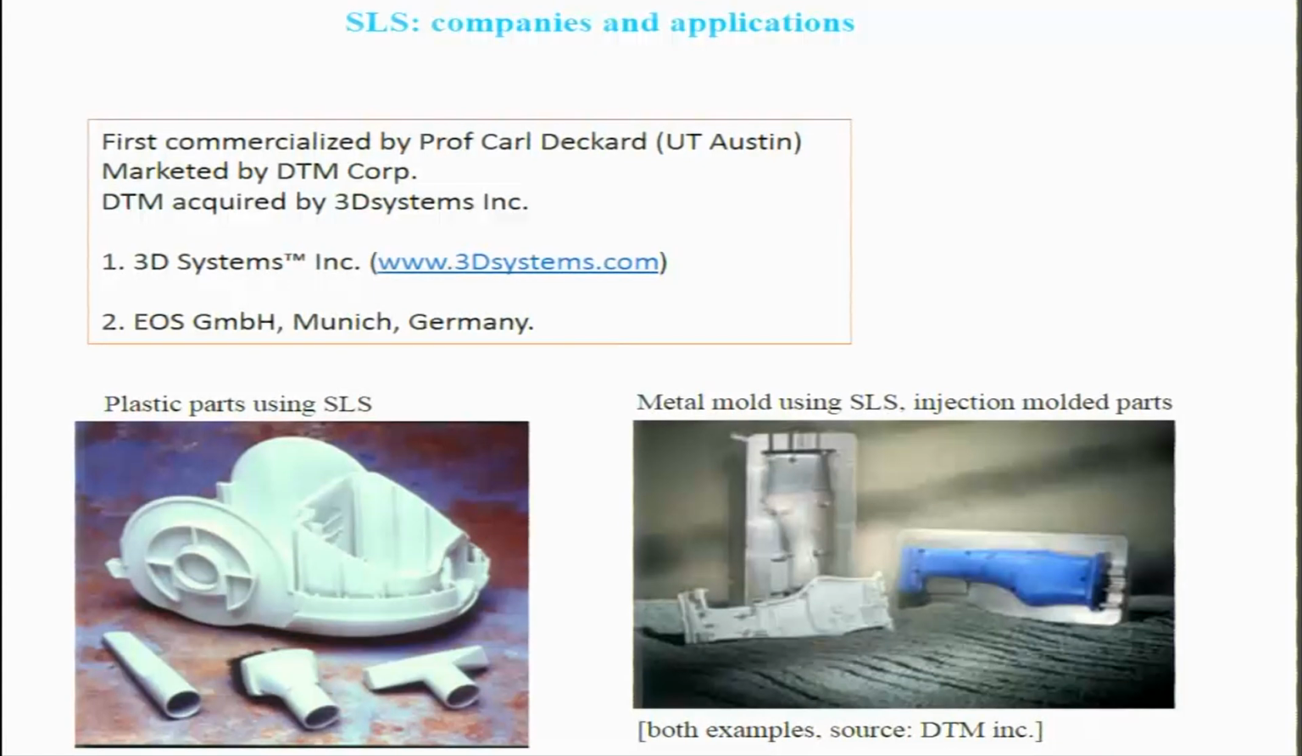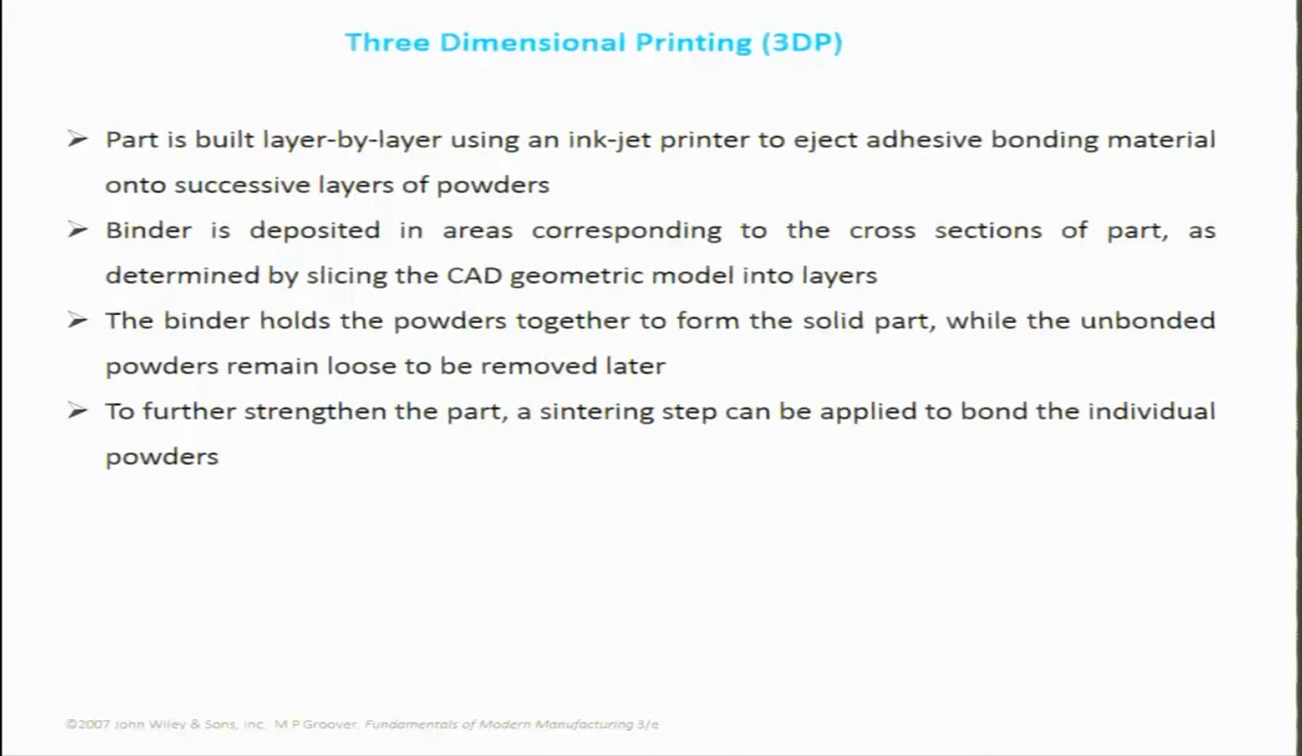So, there are some examples of SLS processes. Initially it was commercialized by Professor Carl Deckard of UT Austin, marketed by DTM Corporation, acquired by 3D Systems again, and these are some plastic parts printed using SLS processes or even metal molds for injection molded parts. Both are examples from the source, DTM Incorporated. They have currently been acquired by 3D Systems in US, Munich, and they form one of the frontline technologies in terms of manufacturing.